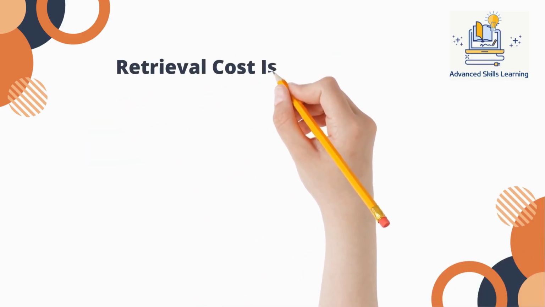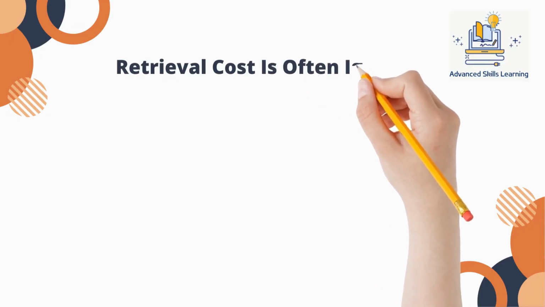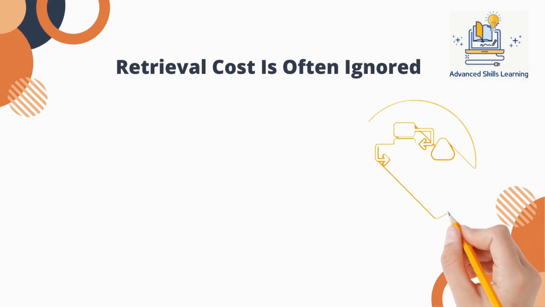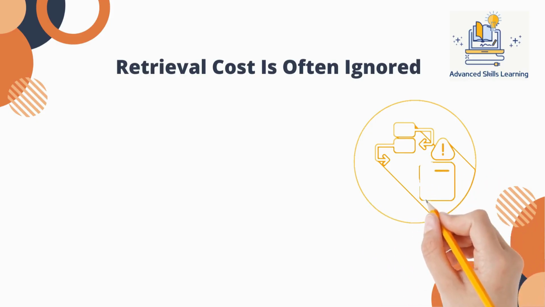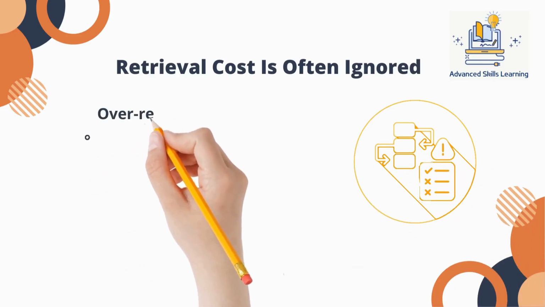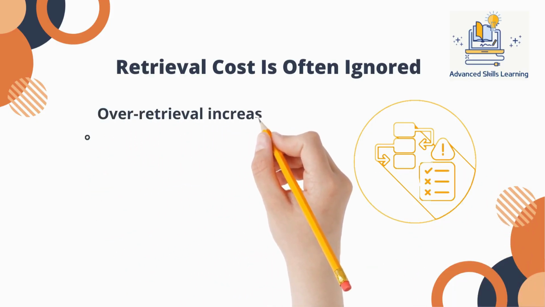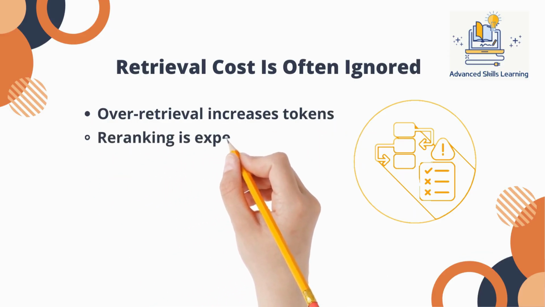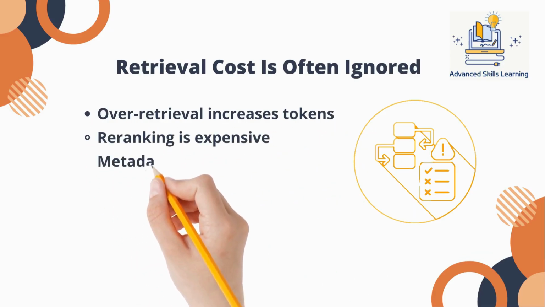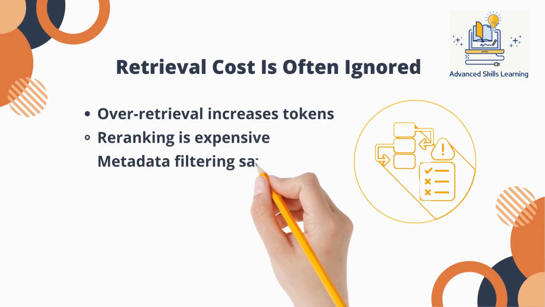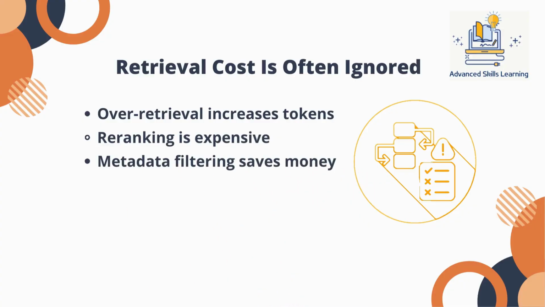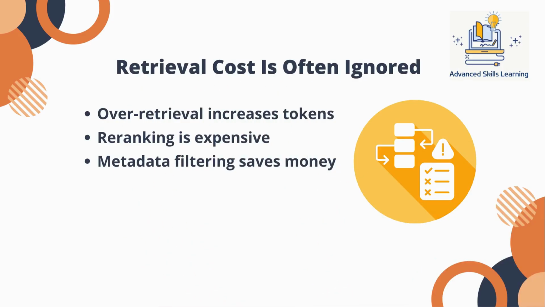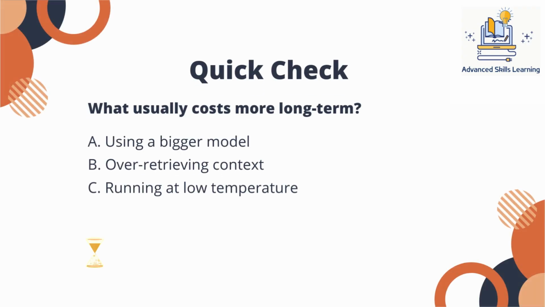Retrieval makes this worse. Many RAG systems over-retrieve by default, pulling 10 or 20 chunks when only 2 or 3 are useful. Every extra chunk inflates token usage, slows inference, and increases the likelihood of irrelevant context leaking into the answer. This is why metadata filtering and aggressive top K limits are some of the cheapest optimizations you can make. Reducing retrieval scope often improves answer quality and reduces cost at the same time, a rare double win in GenAI systems.